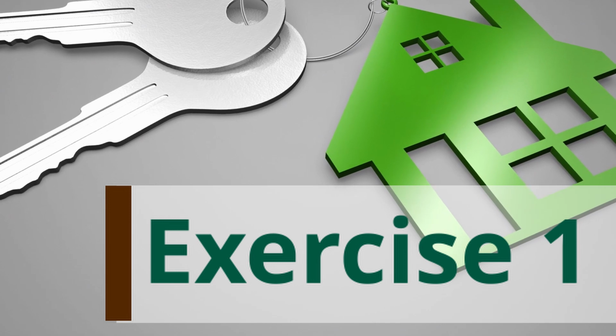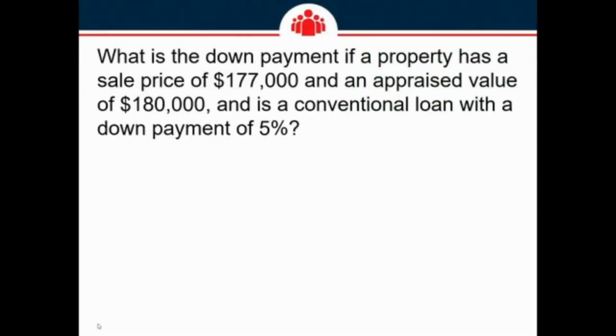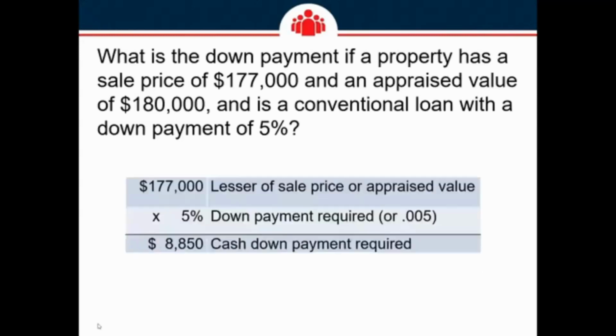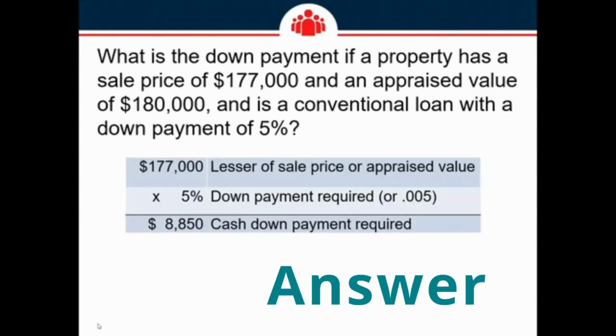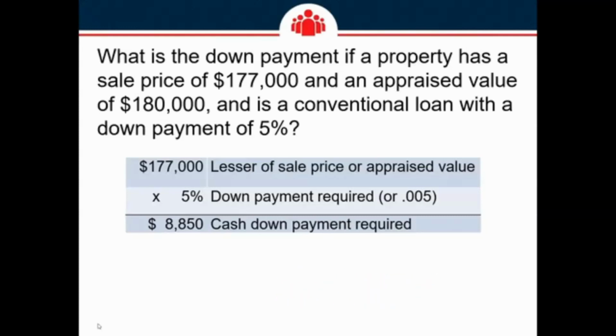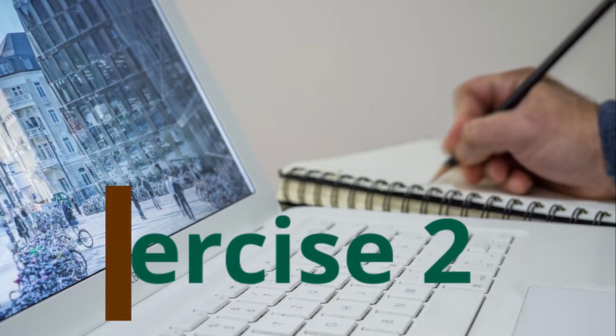Let's practice this. What is the down payment if a property has a sales price of $177,000, an appraised value of $188,000, and it's a conventional loan with a 5% down payment? Well, you would have to take the lower of the two, the 177 times 5%. The down payment or the minimum investment will be $8,850 for this particular situation.